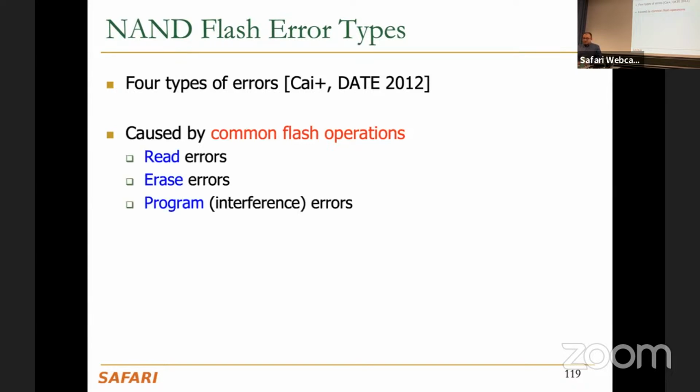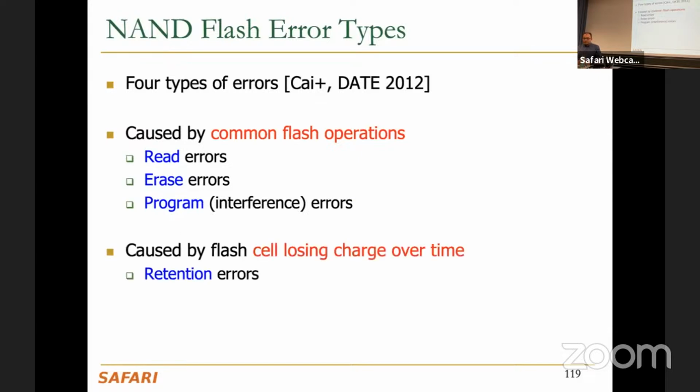Okay, so there are these error types. We have read errors, erase errors, and program interference errors. We're going to learn about all of them. And there are also some errors that are caused by flash cells losing charge over time, which we call retention errors. It's very similar to retention error in DRAM, but it's not that frequent or that fast compared to DRAM.